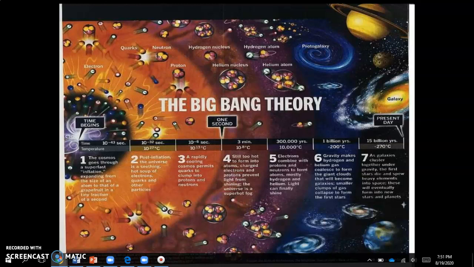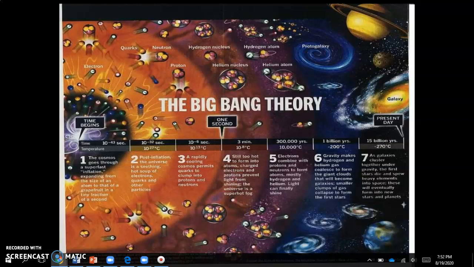Okay. And then in step 3, after the universe being super hot, there's a rapid cooling that allows these particles to kind of clump together to form the precursor to atoms, okay? And all of that, the inflation, the heating, the cooling, happens in 1 second. 1 second. That's all it takes. Okay, so the first 3 steps were really quick. But then, after a few minutes, it's still too hot to form actual atoms, but we're getting there, okay? There's kind of like this super hot fog in the universe.